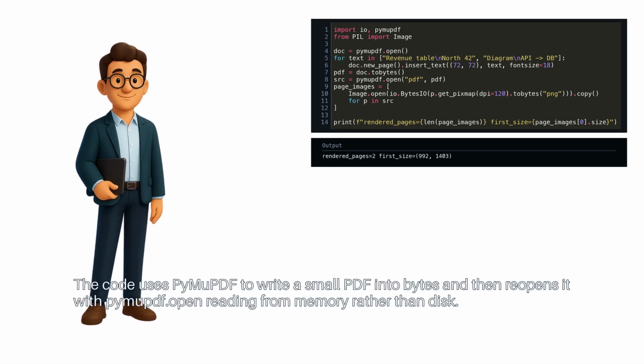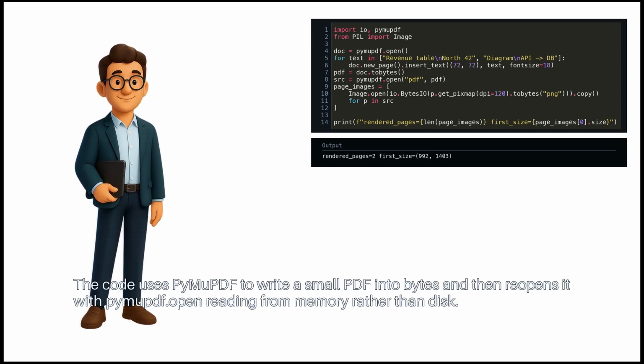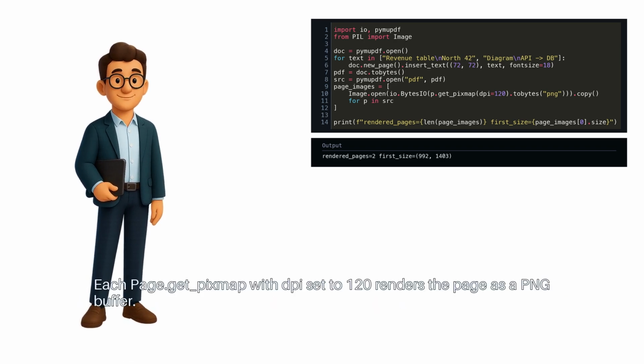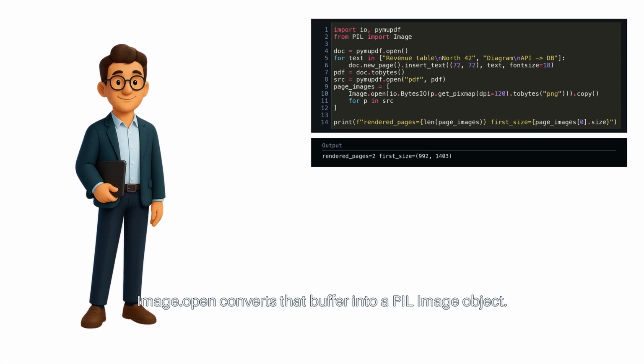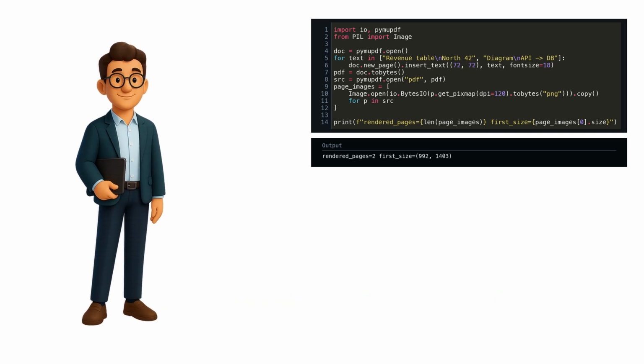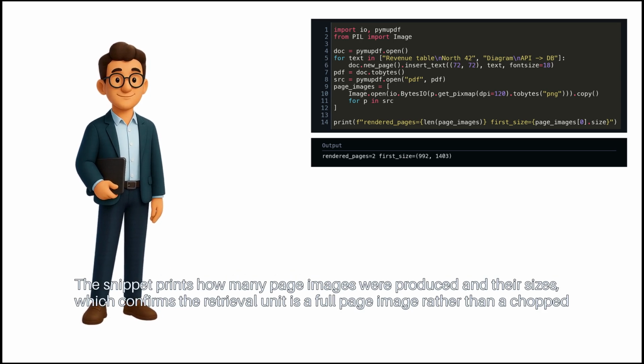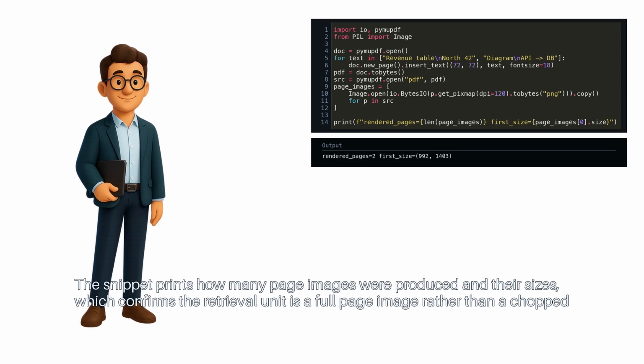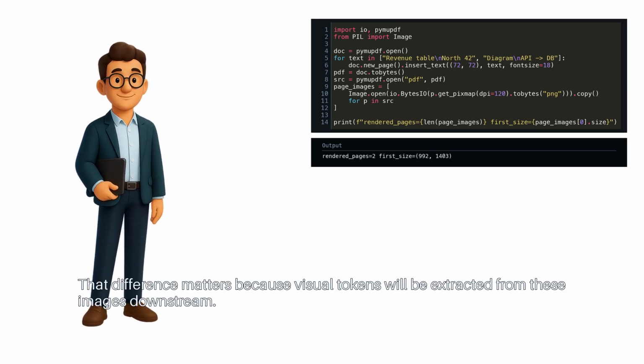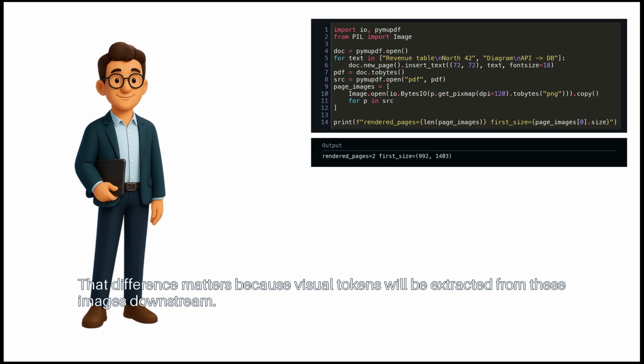The code uses PyMuPDF to write a small PDF into bytes, and then reopens it with PyMuPDF open, reading from memory rather than disk. Each page.get_pixmap with DPI set to 120 renders the page as a PNG buffer. Image.open converts that buffer into a PIL image object. The snippet prints how many page images were produced and their sizes, which confirms the retrieval unit is a full page image rather than a chopped text chunk. That difference matters because visual tokens will be extracted from these images downstream.